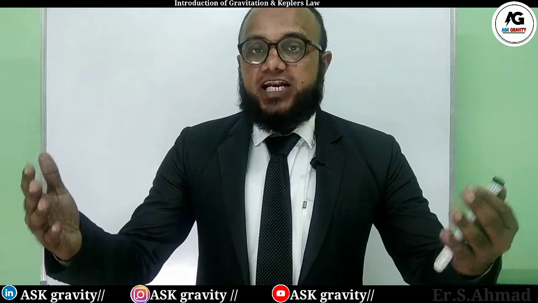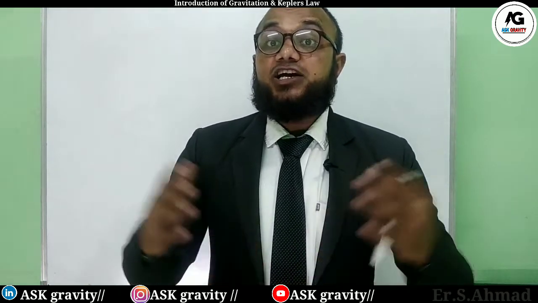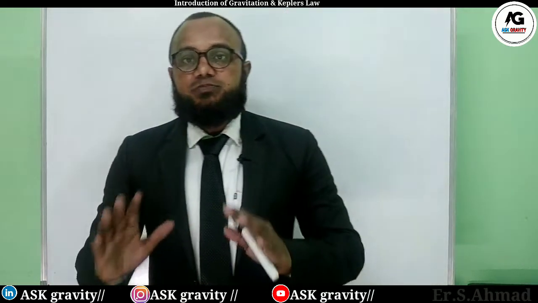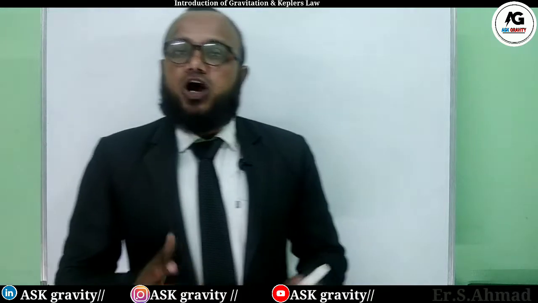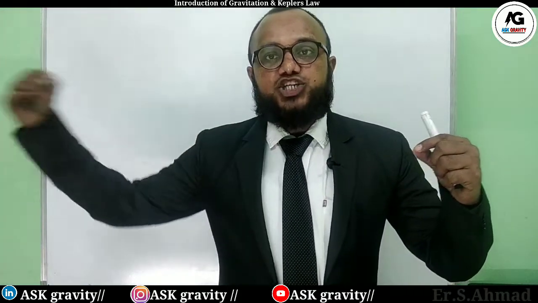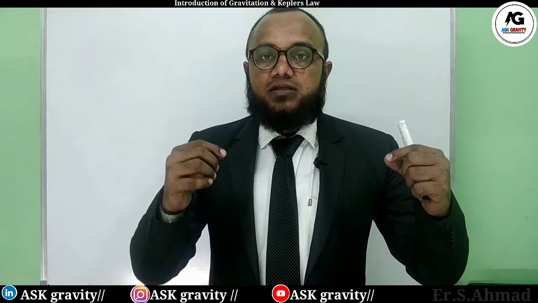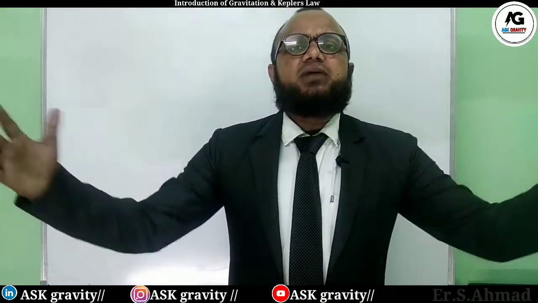And what happens when the speed of the planets or objects revolving around the Sun, that is the star, increases, and what happens when the speed of the planet decreases? And what happens when the distance between the star and the planet increases, and when the distance between the star and the planet decreases? Many types of questions arise in gravitation.